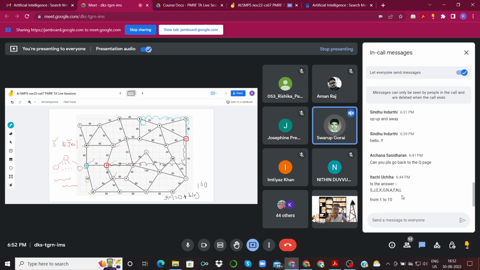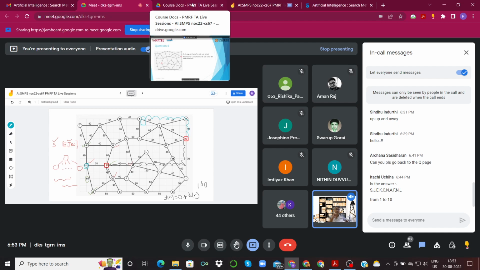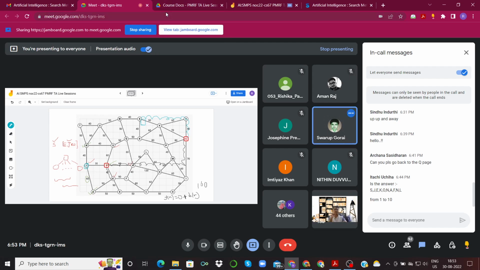Sir, suppose I am going from X to G, can't I calculate like this: 50 plus 60 plus 40? No, because you are making an estimate of the cost of the path from a certain node to the goal node, and the whole point behind estimation is that you are not aware of the actual cost. That's why you are using the Manhattan distance.